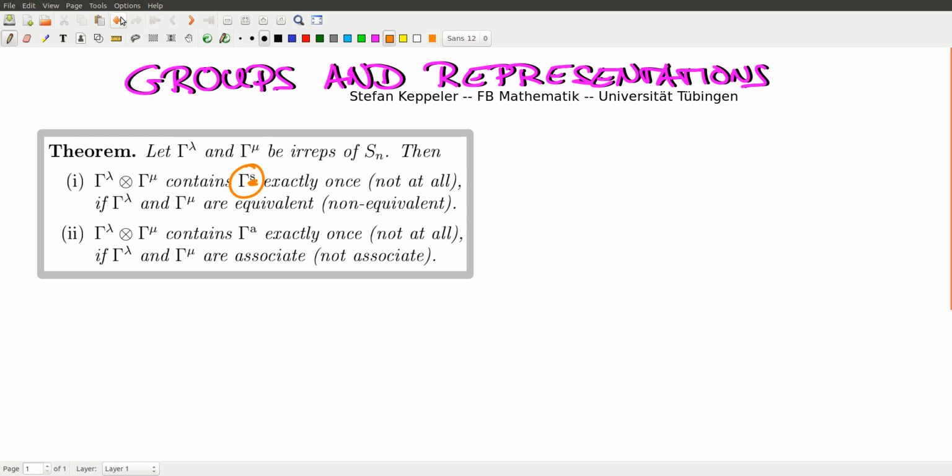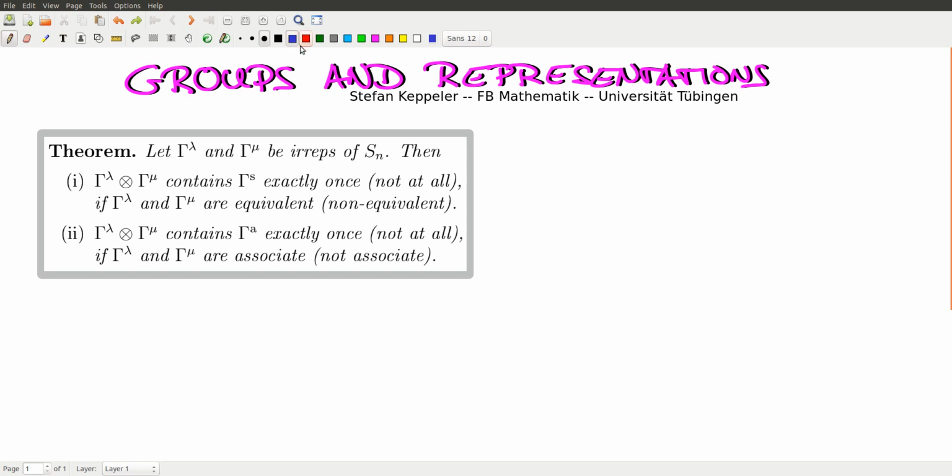because it's generated by the symmetrizer, and how many times does it contain this other one-dimensional representation, the sign representation, called gamma a, because it's generated by this anti-symmetrizer a.